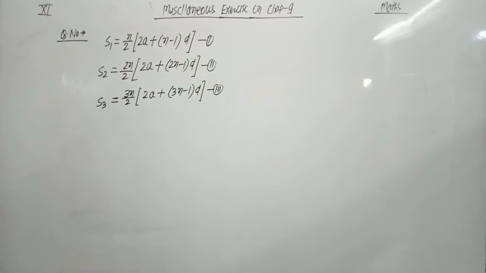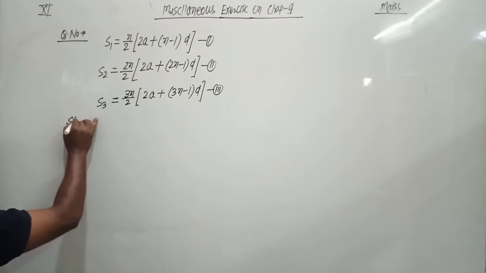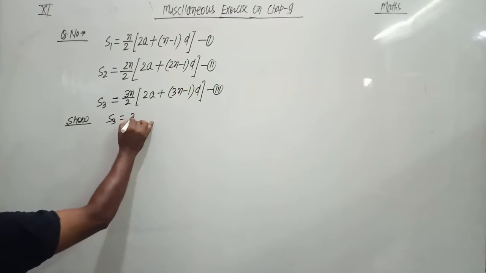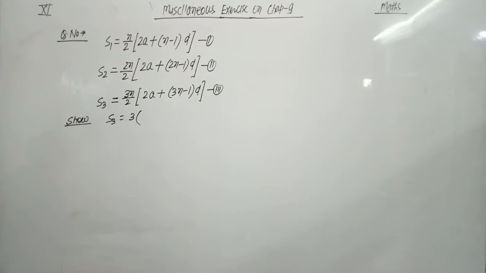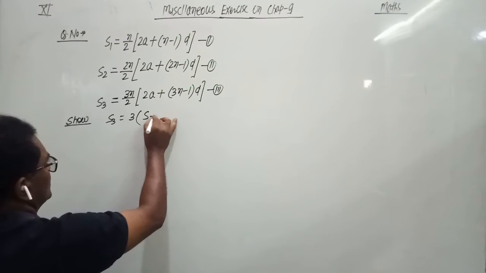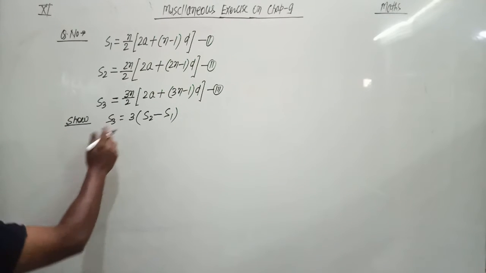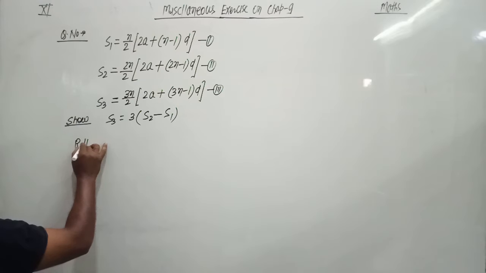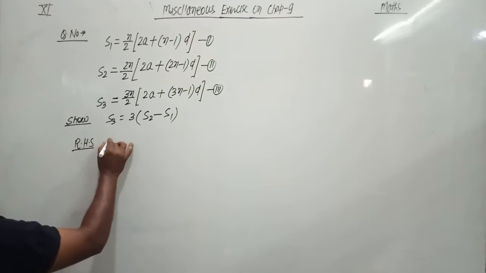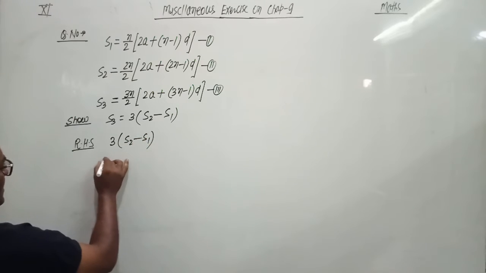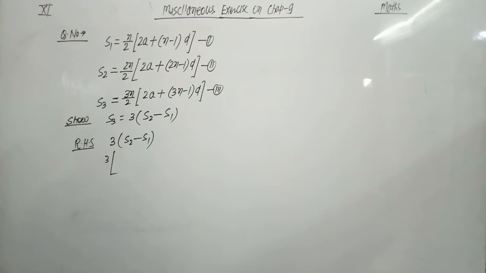And then we have to show that S3 equals 3 into S2 minus S1. S3 equals 3 times of S2 minus S1. So we solve the RHS. The RHS is 3 into S2 minus S1. 3 as it is, put the value of S2.